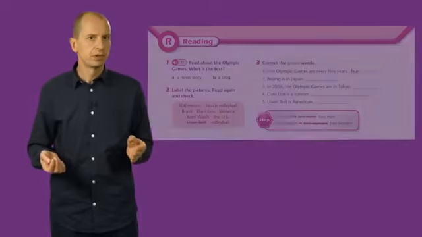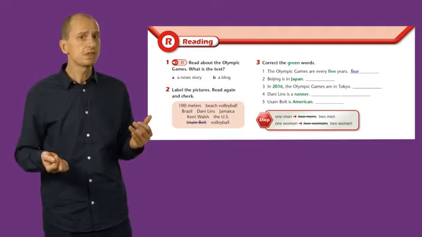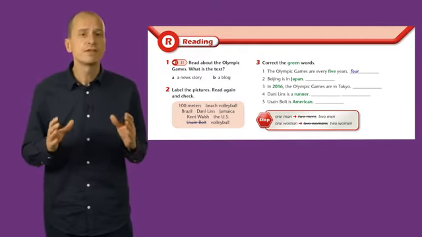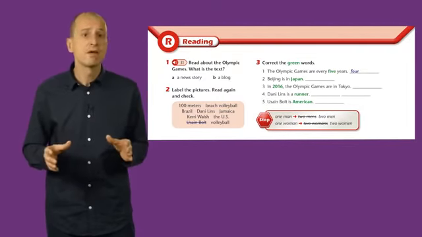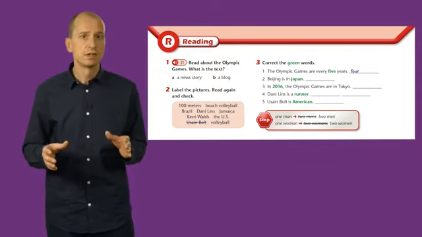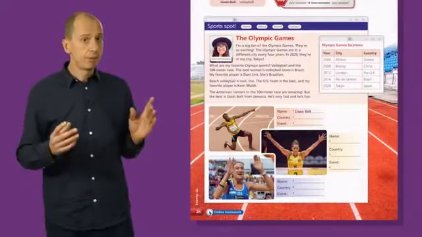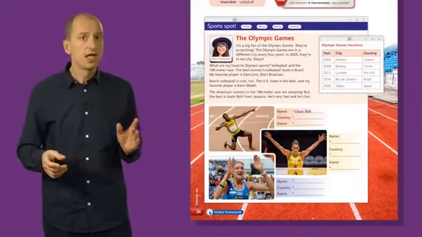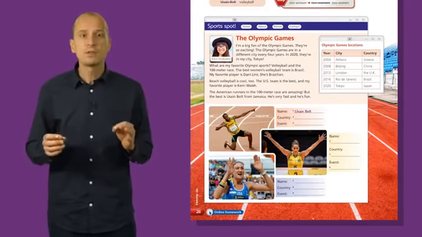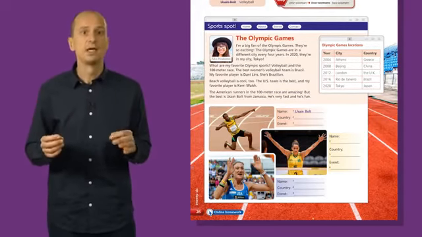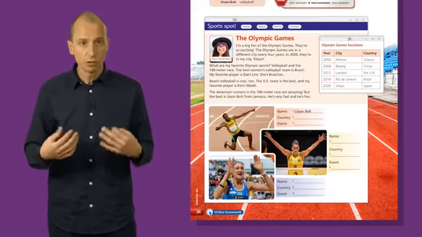For example, in this task, the purpose is to quickly identify the type of text. Students don't need to read every word of the text. In contrast, the purpose of the final activity is to find detailed information. Students now need to read the text carefully to find specific words or phrases.